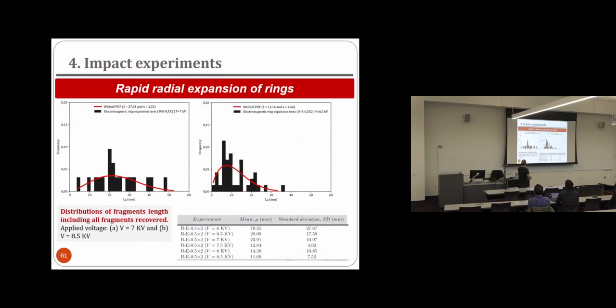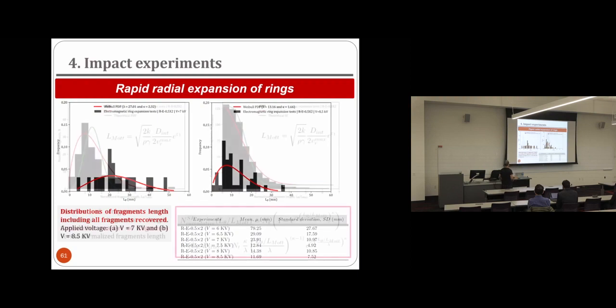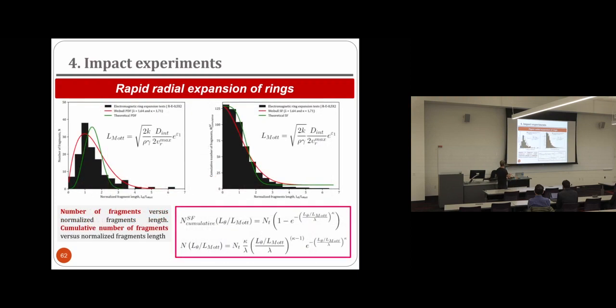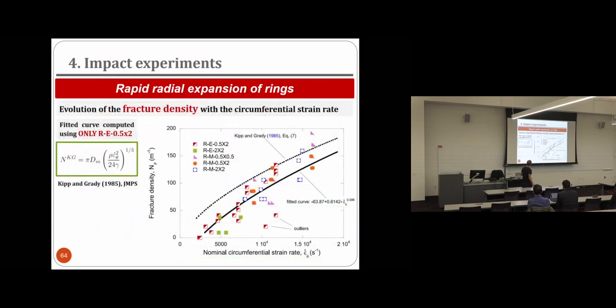So again, we developed the same analysis, so we measured all the fragments. At higher velocity, we have more fragments which are smaller, and then again, mode analysis. Then let me show you the comparison. We compare the results with the setup of Ravi, which are called RE, so this is electromagnetic, and the results that we obtain with our setup, M, mechanical. So here, red, green, purple, these are our experiments, around here.